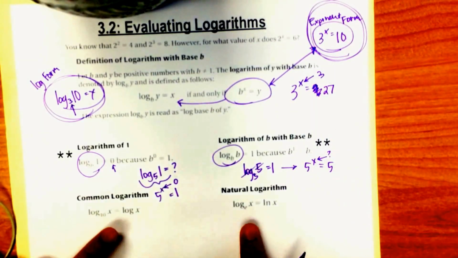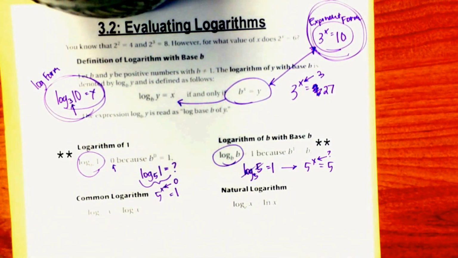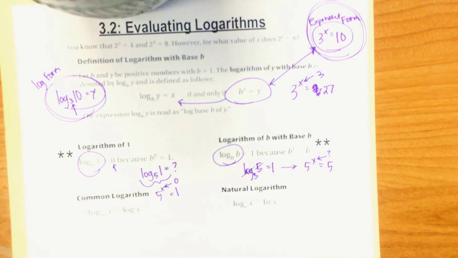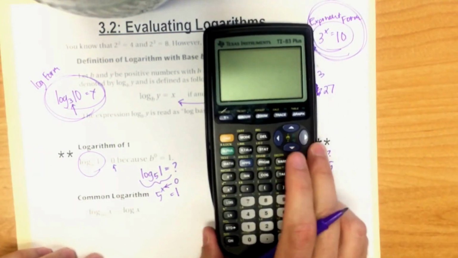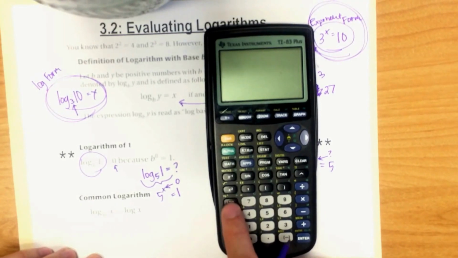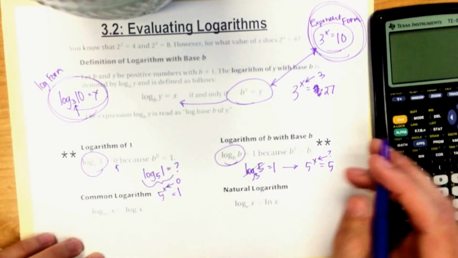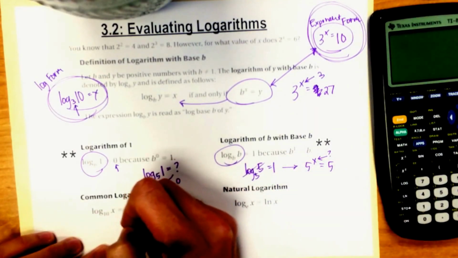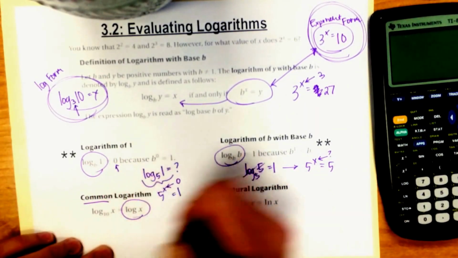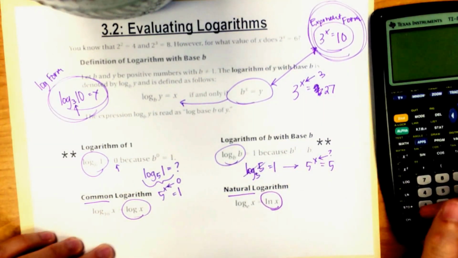Two other things: if you look at your calculator, if you have a scientific or a graphing calculator, you're probably going to notice it has a couple of log buttons on it. If you have a calculator that looks like mine, there's an LN button and there's a log button. Those two buttons don't allow you to put in whatever log base you want. They only allow you to put in what's called common log, which is log base 10, and natural log, which is log base e.